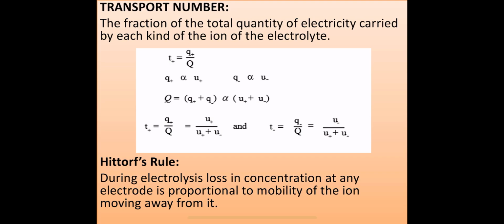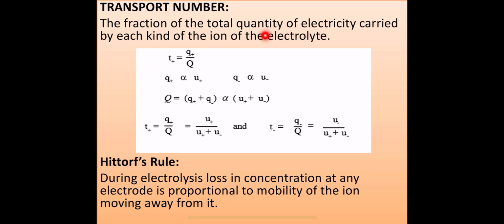The next part is the transport number. So what is meant by transport number? Transport number is defined as the fraction of the total quantity of electricity carried by each kind of ion of the electrolyte. Say, for example, an electrolyte is a solution which contains both cations and anions, and in that solution electricity is present, that means the current has been passed.